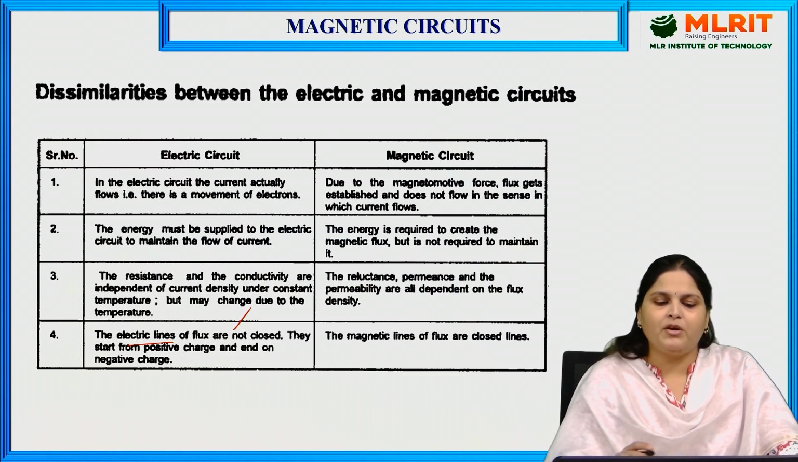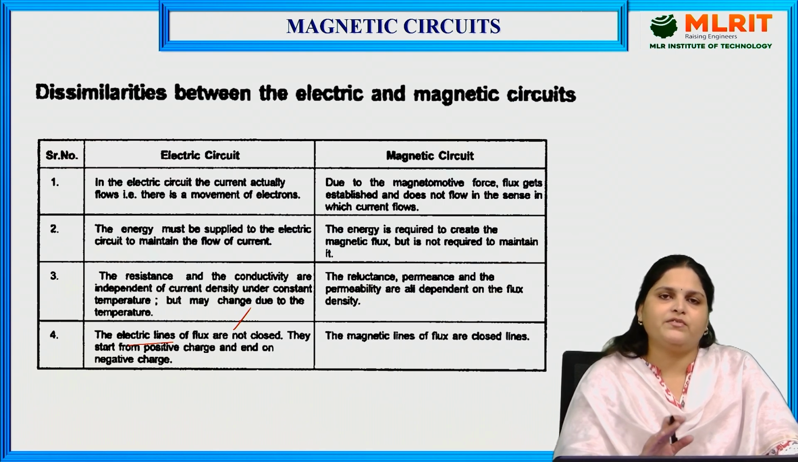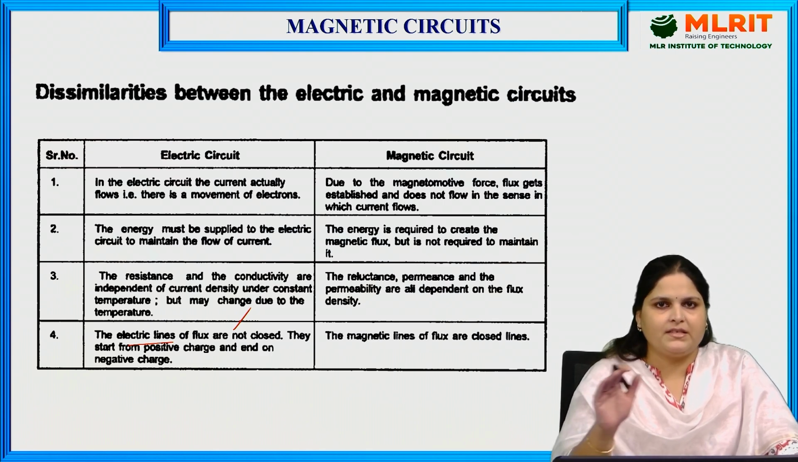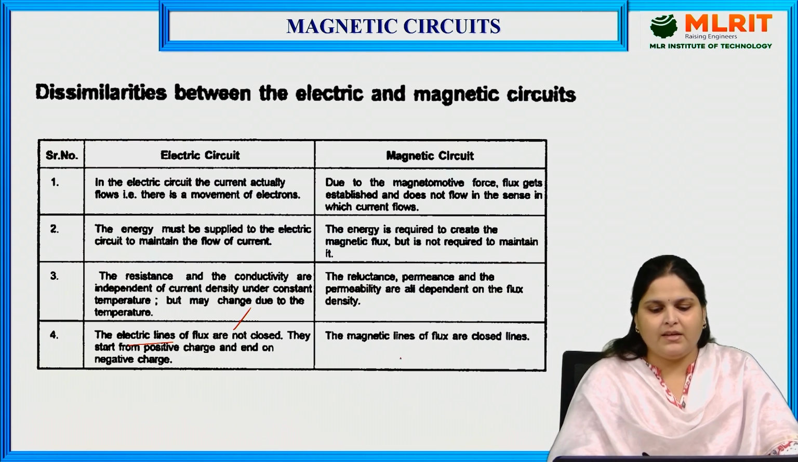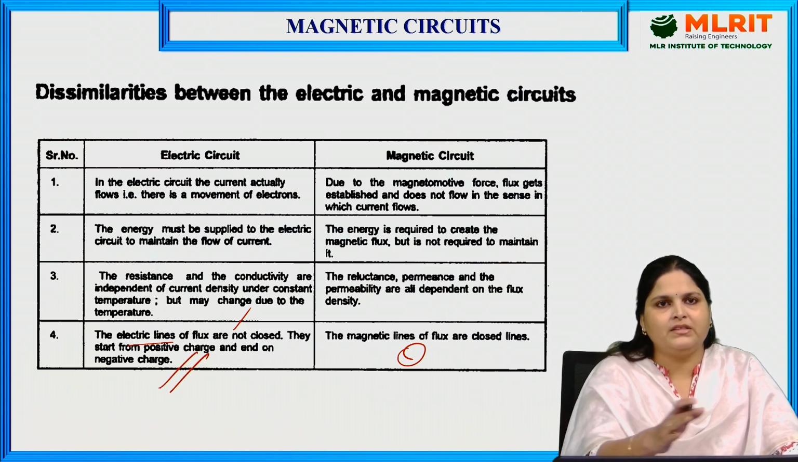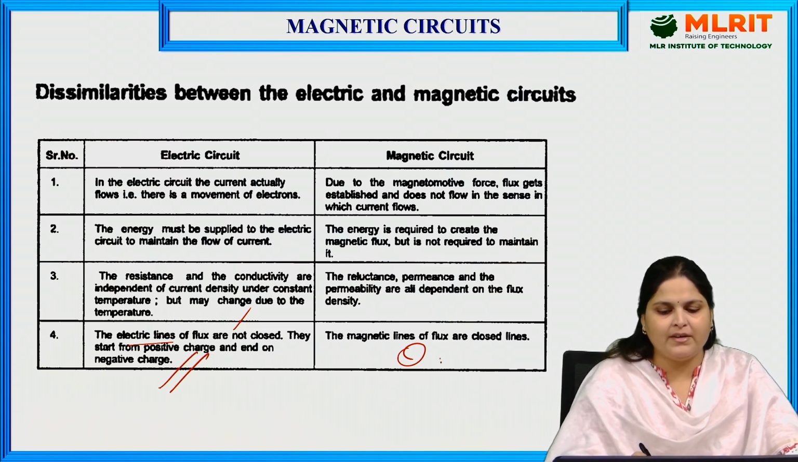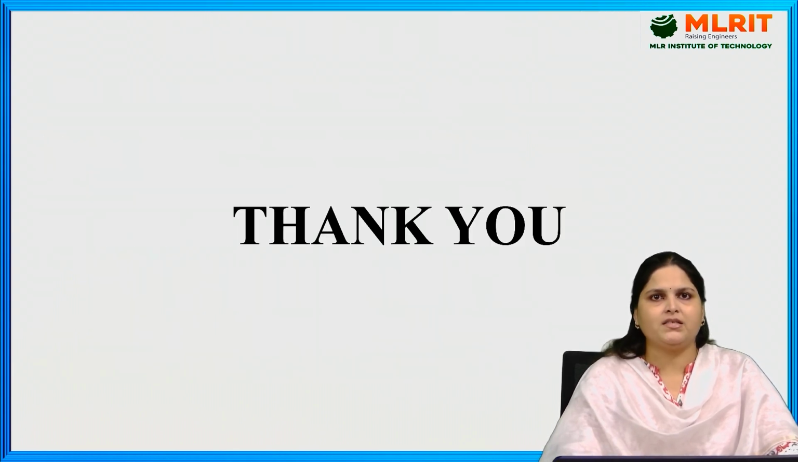But magnetic lines of flux always form closed loops, because they start from N and terminate on S, like that, N to S and S to N. You can understand this by the non-existence of a magnetic monopole also. Here, in the electric case, you can have the negative charge nearby or not, but in the magnetic case it must be N and S together. So, these are the dissimilarities between electric and magnetic circuits.